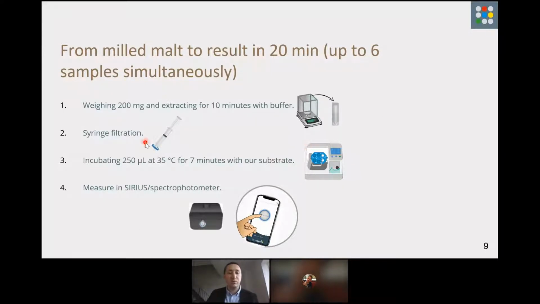Well, first you weigh 200 milligrams and extract for 10 minutes with a buffer that we supply. After this extraction, there is a filtration with a syringe that we also supply. And then there's an incubation process in which we react the extract with the substrate that we produce ourselves. In this incubation, a color is produced, and the more intense the color, the higher the activity.